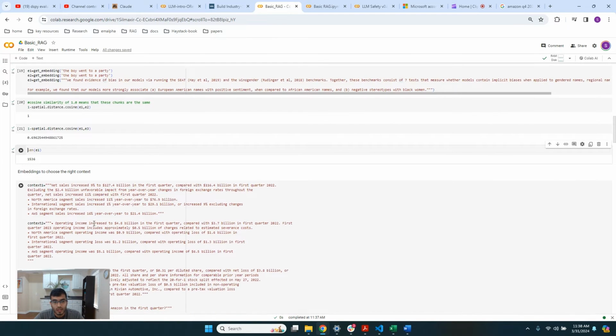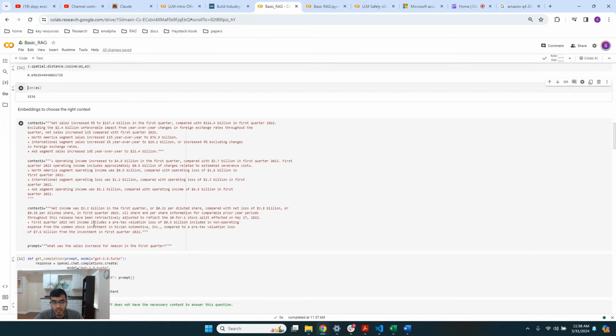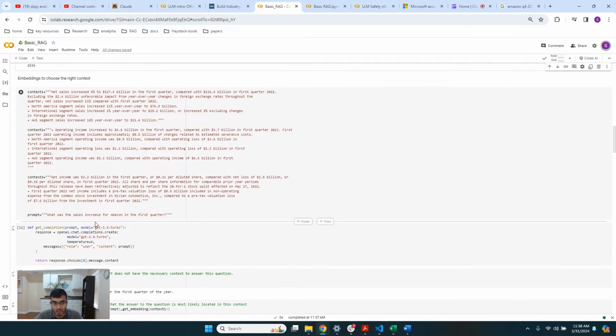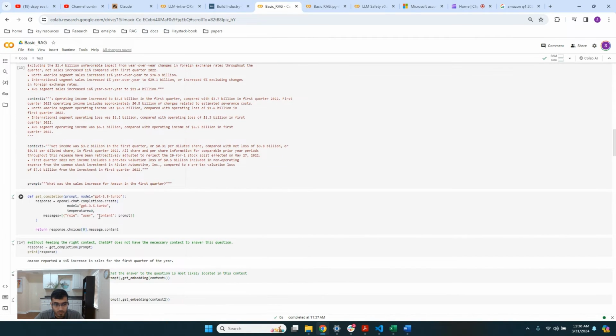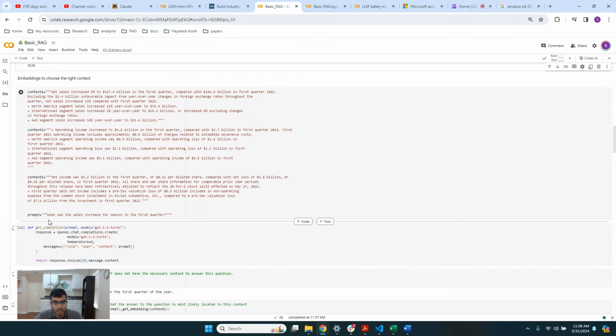So now let's see this example of embeddings to choose the right context, right? So in this case, let's say you have the prompt, what was the sales increase for Amazon in the first quarter?